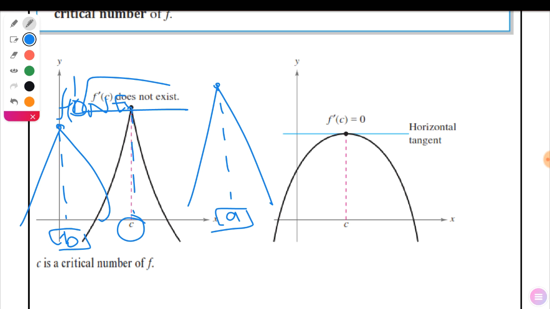From the graph also, the values of x at which the graph has a horizontal tangent are called critical numbers. So critical numbers are the values of x at which the graph has a corner, cusp, sharp point, or a horizontal tangent. This is from the graph, okay?